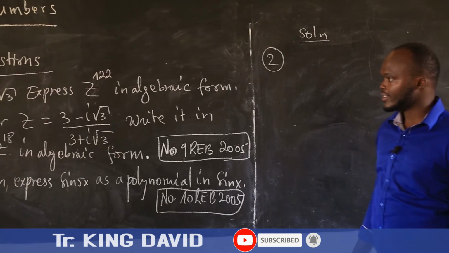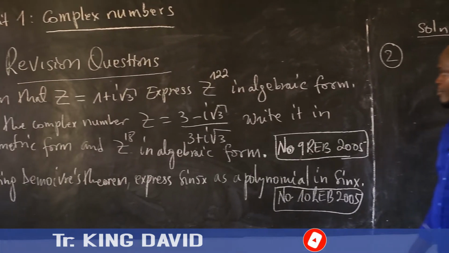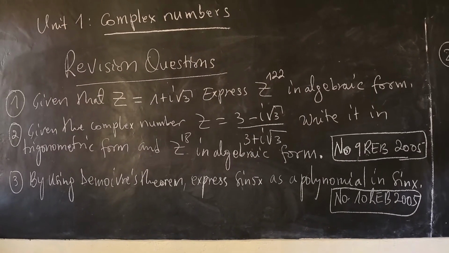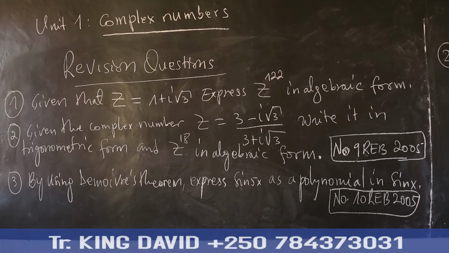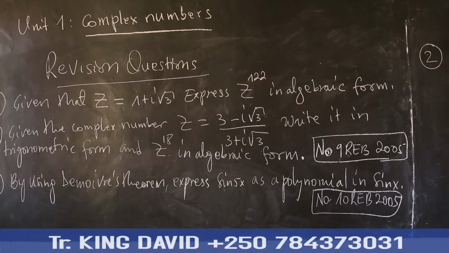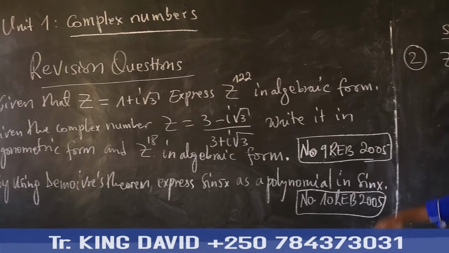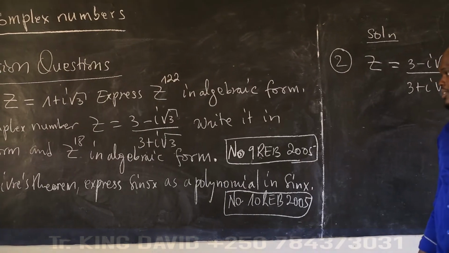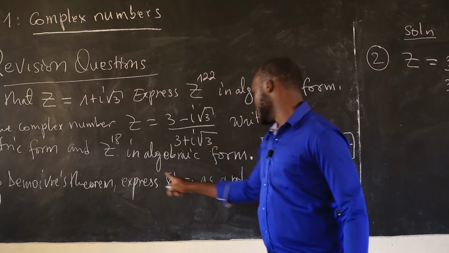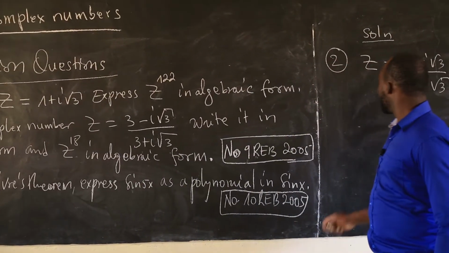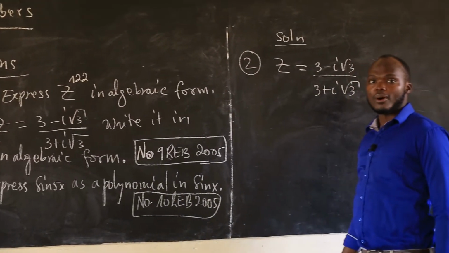Number 2 is saying, given the complex number, we have our complex number, which is 3 minus i root 3 over 3 plus i root 3. This is our given complex number. So write that complex number in trigonometric form and z power 18 in algebraic form. So we are going to express this one into polar form.